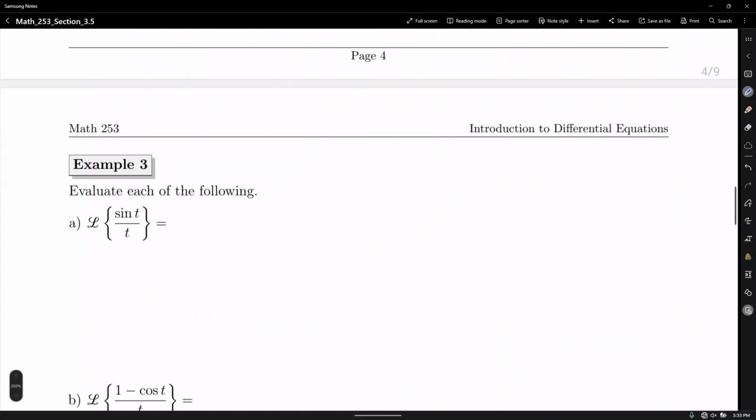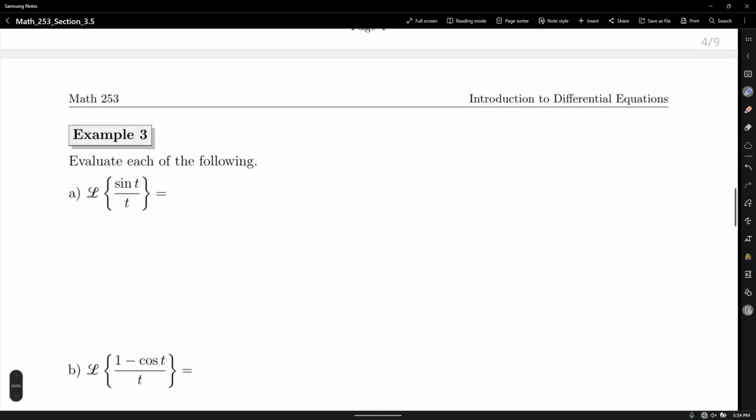Let's have a look at one example. Find the Laplace transform of sine t over t. Let's see what we get about this one. By this theorem, let me actually write it down at the top. The integral from 0 to infinity of Laplace of f of t dt equals Laplace of f of t over t. Actually, I should have written it the other way around, because we're going to start with a form like the right-hand side.